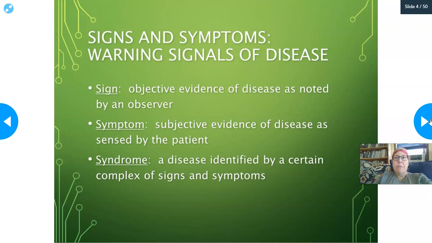Okay. A symptom is subjective evidence of a disease as sensed by the patient. So feeling fatigued, feeling nauseous, pain, all of those are symptoms. Those are something that the patient has to tell you, and you basically have to take at face value.